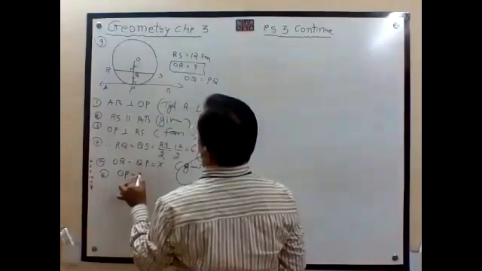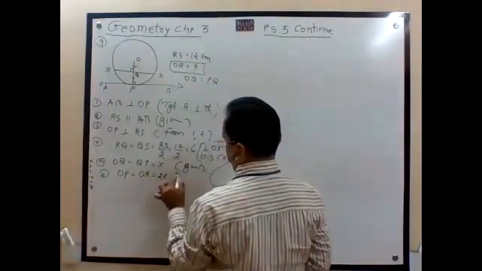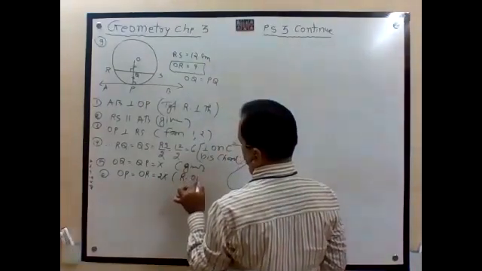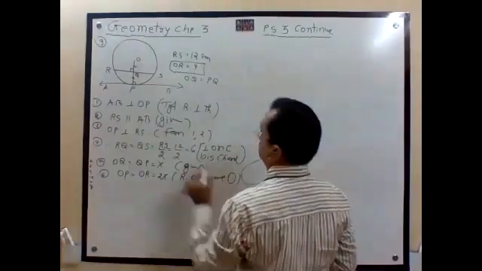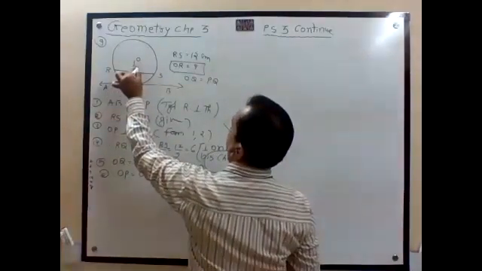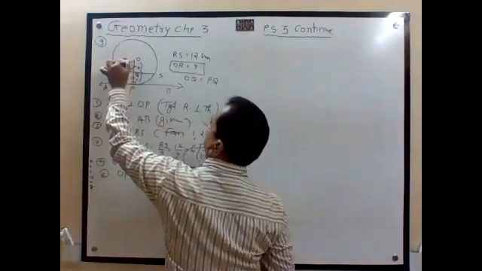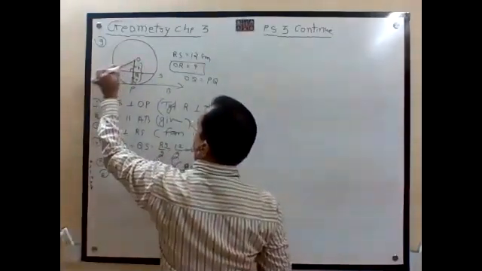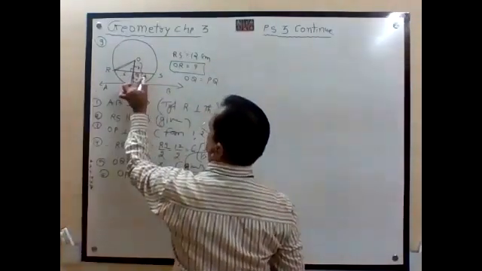OP is equal to OR is equal to 2x, radii of. If this is x, so this is 2x, so this is also 2x, correct? This is 6, because total is 12, so 6.